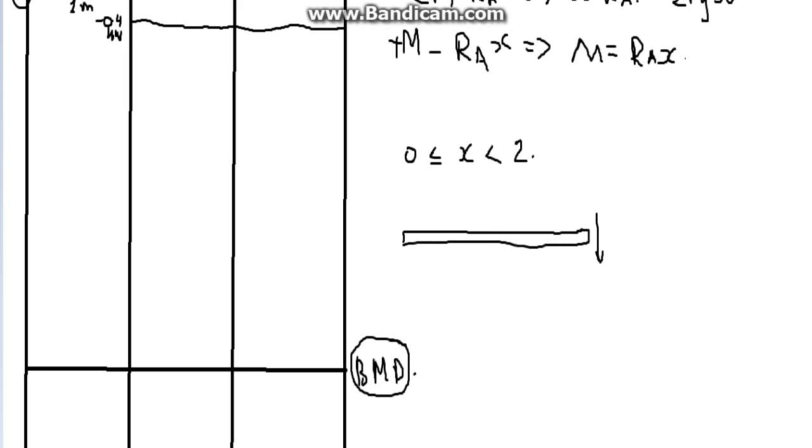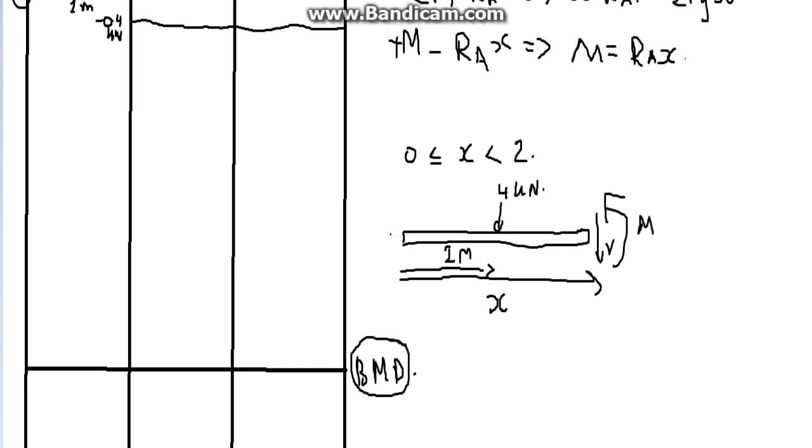Remember V going downwards, M in this direction, the 4 kilonewton force there with the 1 meter distance there, and the overall distance of x. Don't forget, guys, that's x, not 2. It's very important that you remember that. If you do not remember that, you will have errors all over your working out from here onwards.